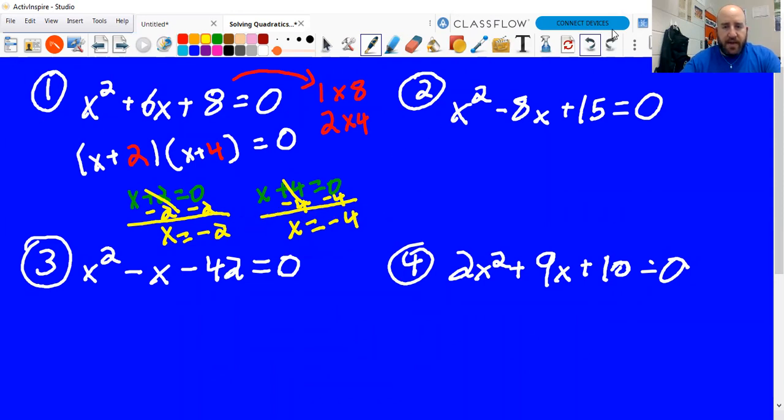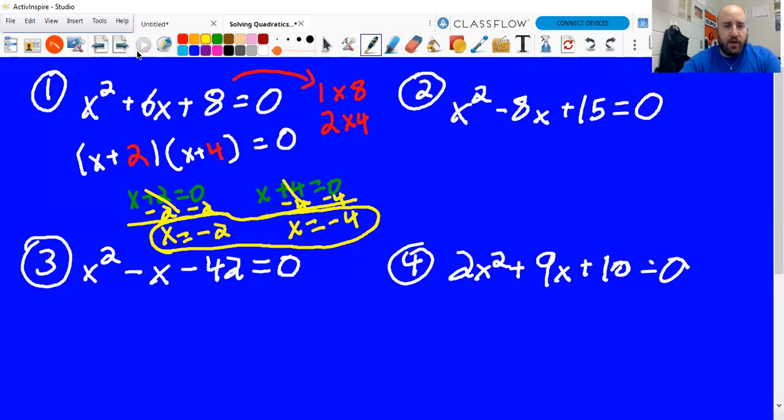If you want to check the math, you would plug in -2 into here. I'm going to do a little bit of mental math. -2 squared is 4. 6 times -2 is -12 plus 8. That all cancels out to be 0. And then if I plug in -4, -4 squared is +16. 6 times -4 is -24 plus 8. Again, all that would cancel out to be 0. So that's one way to do it.